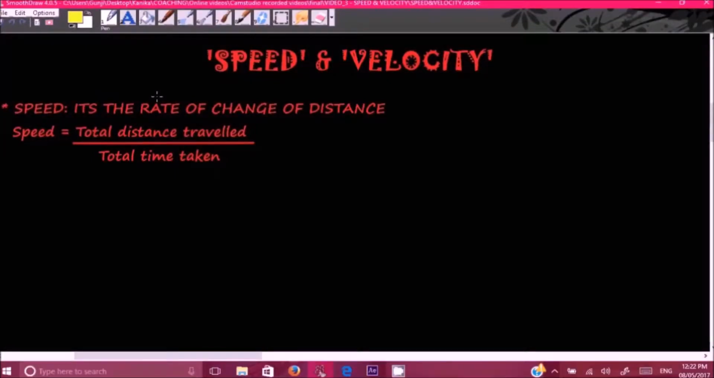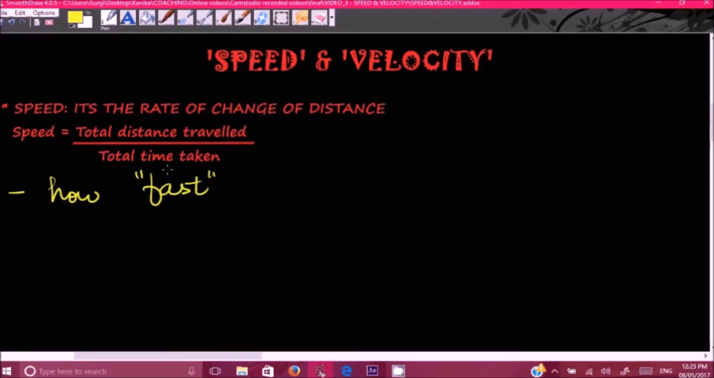Hi, today we will be discussing speed and velocity. Speed is the rate of change of distance. The formula for speed is total distance traveled by total time taken. Let's understand this in simple terms. Speed is how fast something is moving.